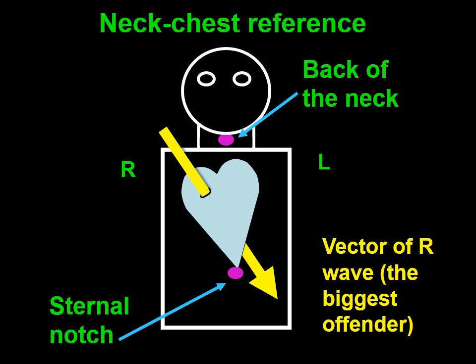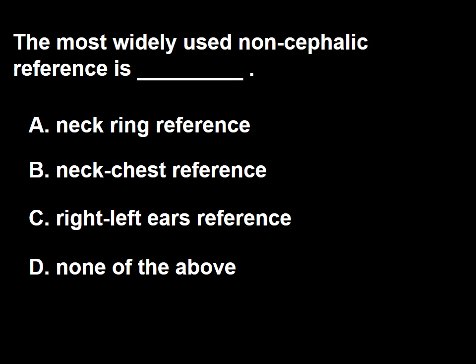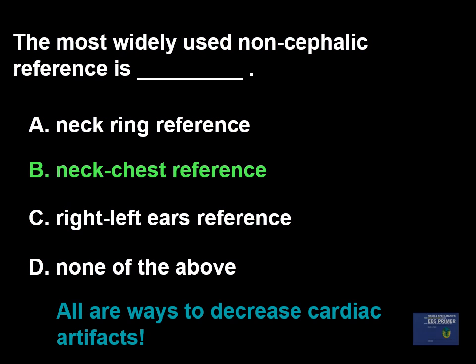The external notch to the back of the neck reference is apparently the most frequently used reference for this purpose. It seems to be the best arrangement to decrease the artifact created by the R wave of the EKG. The truth is that I have never seen it being used in pediatrics. So the answer to this question is B.